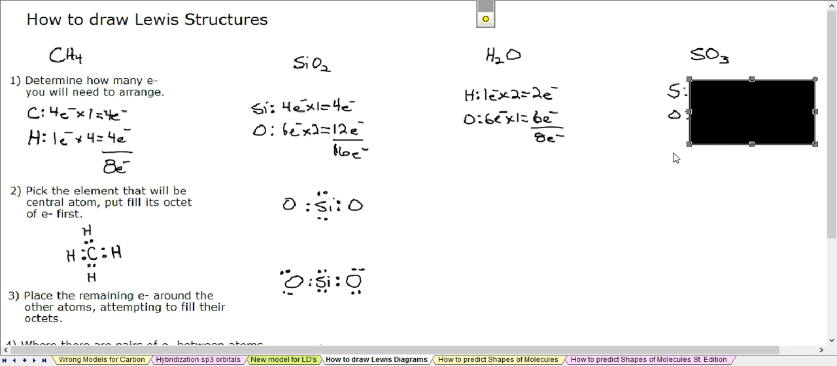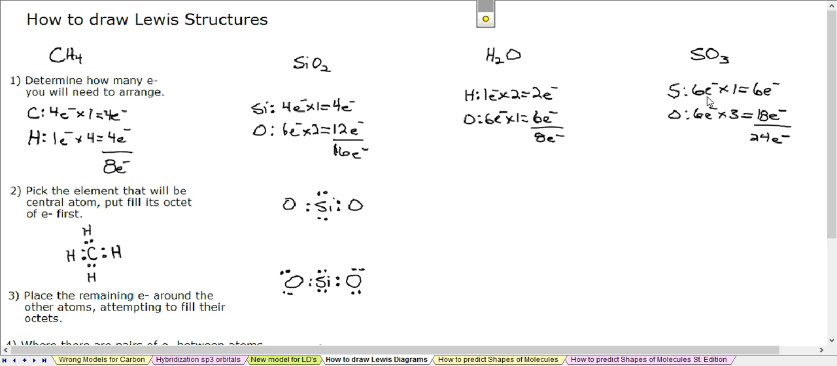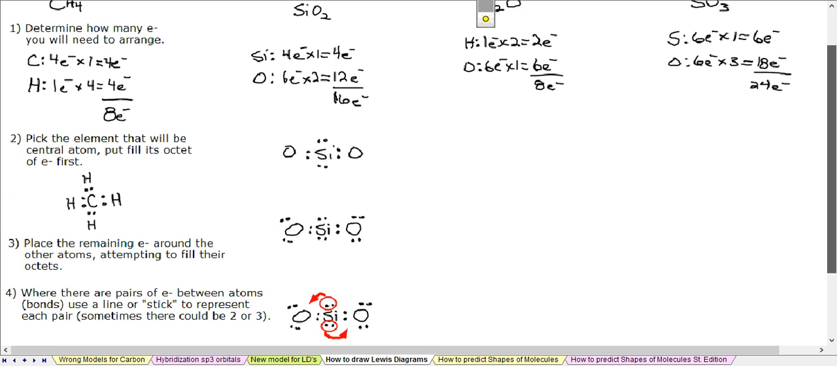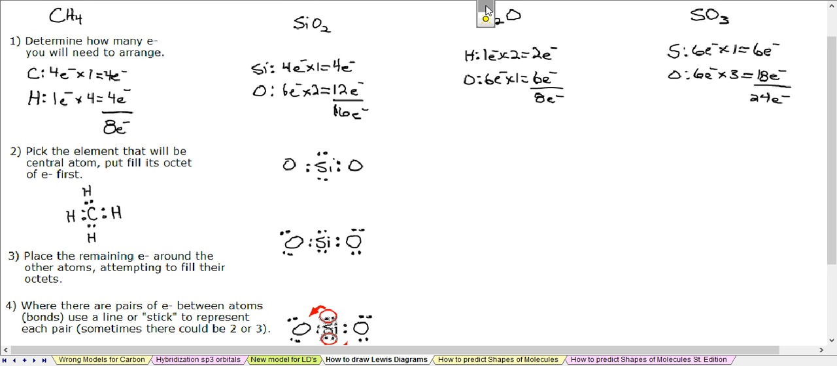If we look at sulfur trioxide, we have 6 electrons from the sulfur. We have 6 electrons from each oxygen. There's 3 of them, so that's a total of 18. Now we have 24. So let's follow stage by stage each step, to determine what these molecules will look like.